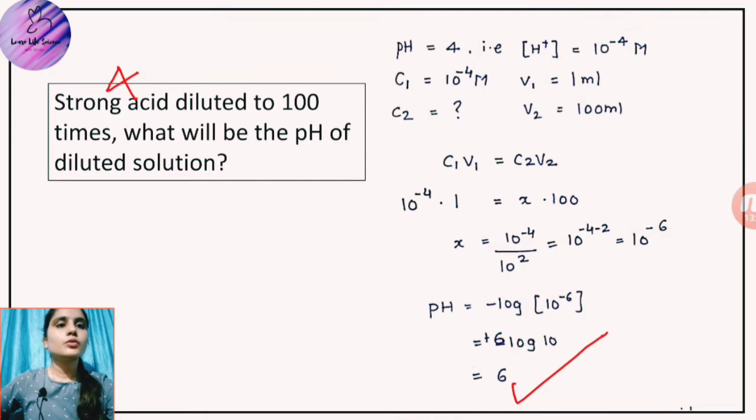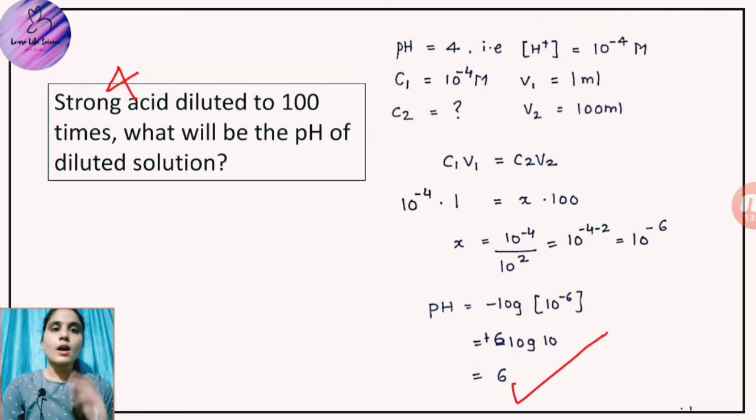So let's go through it. I have mentioned here the given concepts, that is pH is equal to 4. If the pH of the solution is 4, now you can say that the hydrogen ion concentration in the initial strong acid solution is 10 raised to minus 4. If you calculate the pH of 10 raised to minus 4, simply you will get pH 4. Now we are given the concentration of hydrogen ion is 10 raised to minus 4, and for example, I have taken the volume 1, that is 1 ml. The initial strong acid solution has 10 raised to minus 4 molar of hydrogen ion and 1 ml volume.